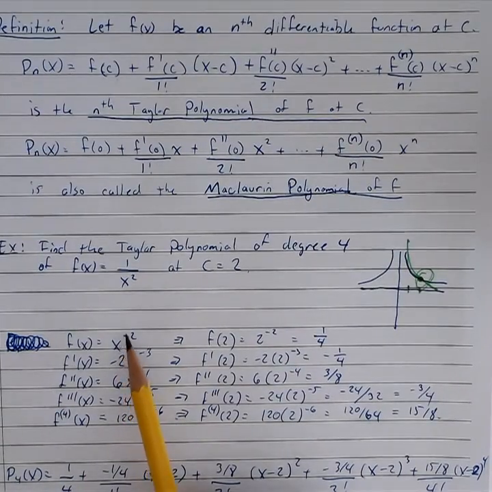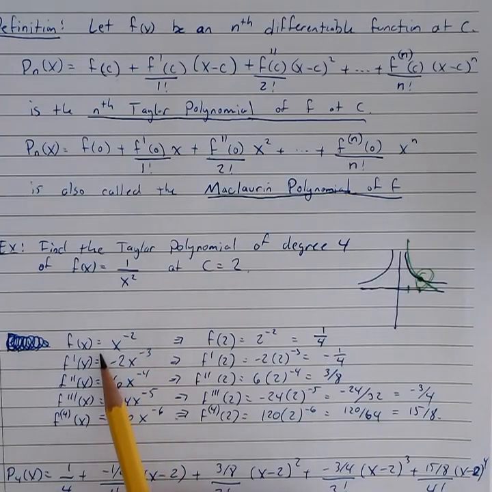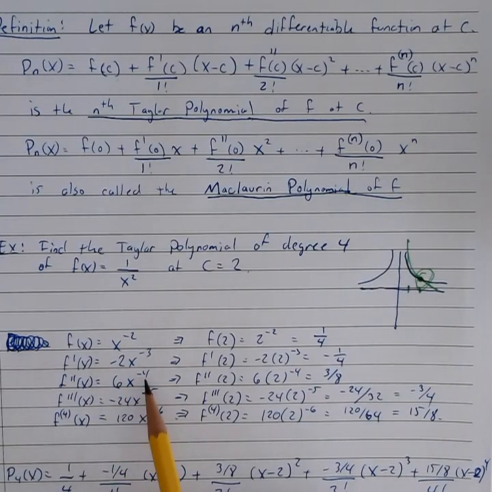So here are the derivatives. If that's my original function, for the first derivative, I take the negative 2, bring it down, minus 1 from the power. The next one, same thing. I bring the negative 3 down. That gives me a positive 6, subtract 1 from the power.